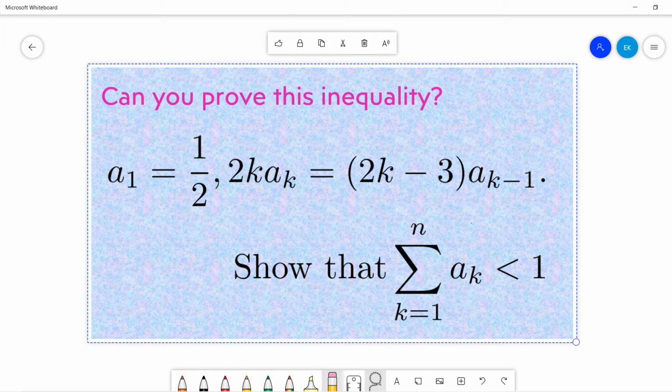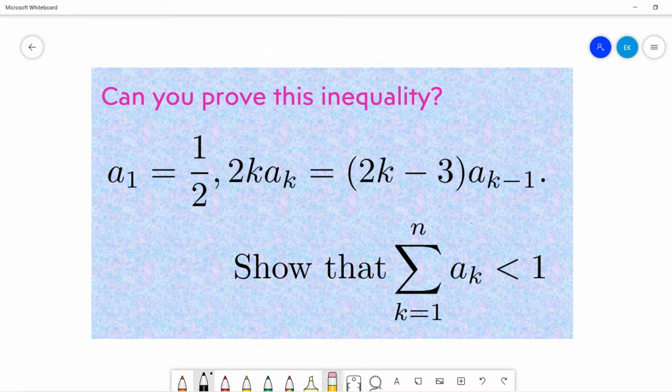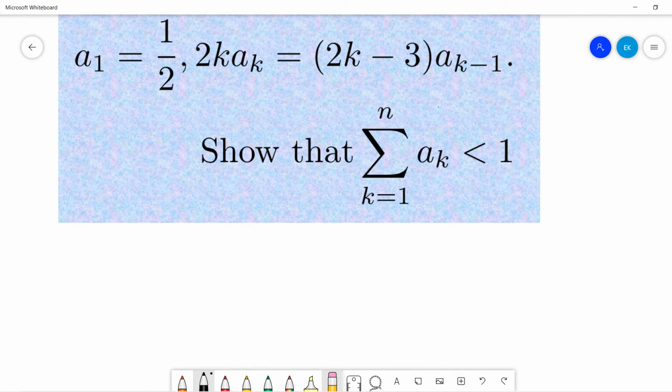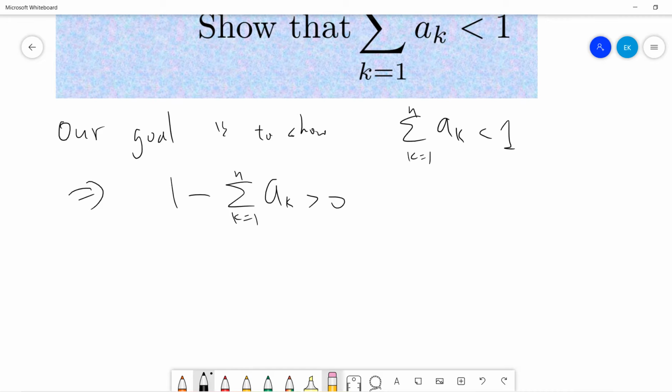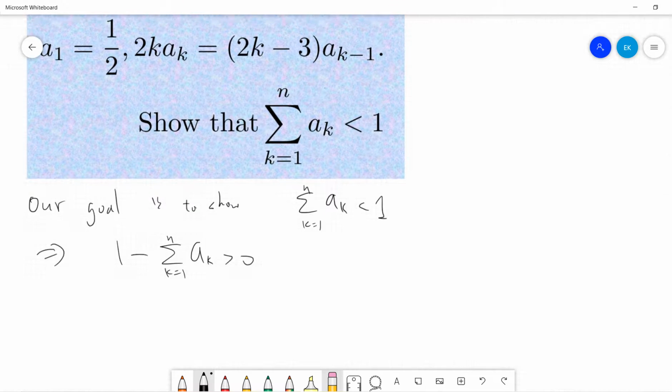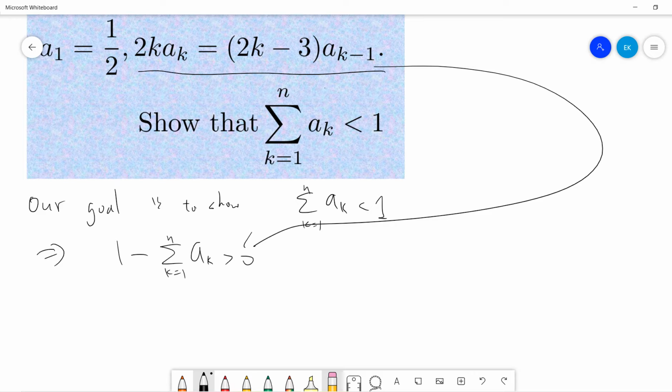Okay, so now let's see how to prove this. This problem is a little bit tricky, right? Our goal is to show that the sum of a_k from 1 to n is less than 1. So it's the same as showing that 1 minus the sum of a_k from 1 to n is greater than 0. Ideally we want to use this relation to get this, because there's no other information that we can get.